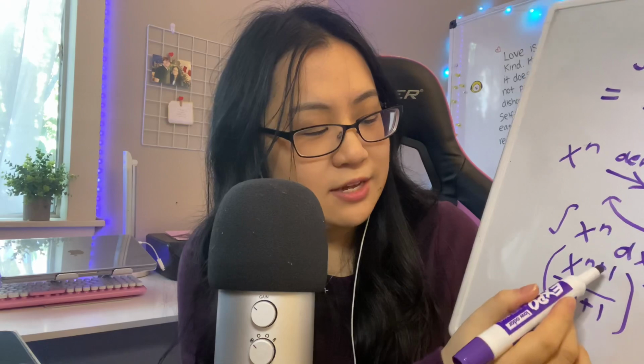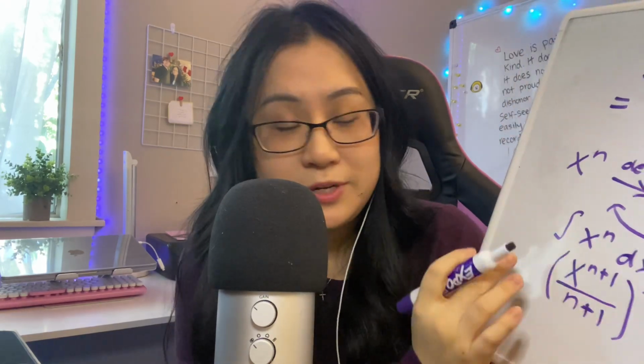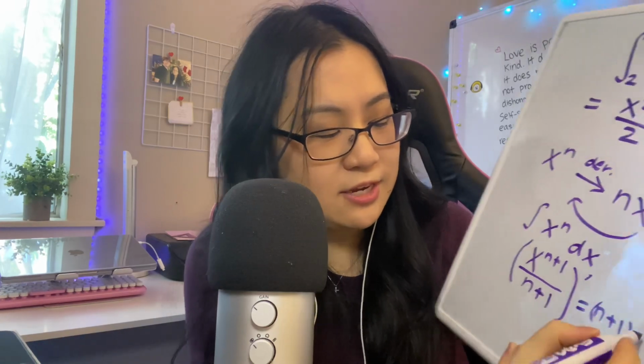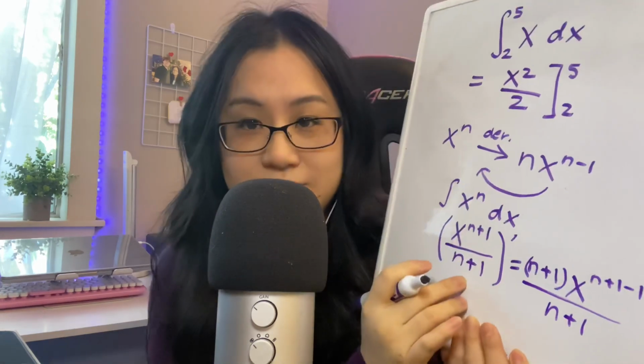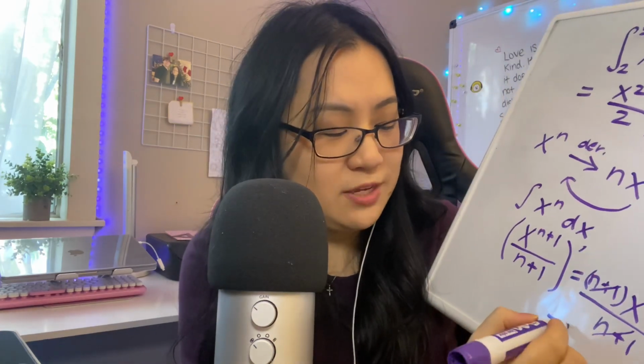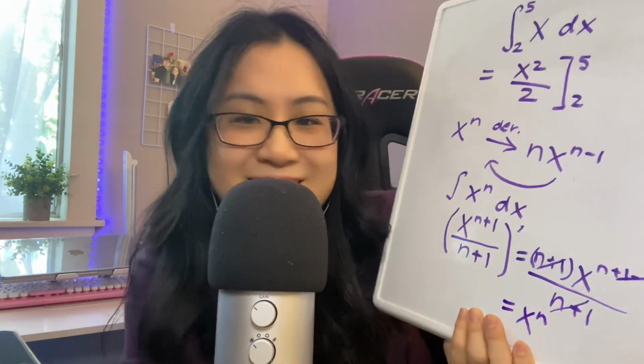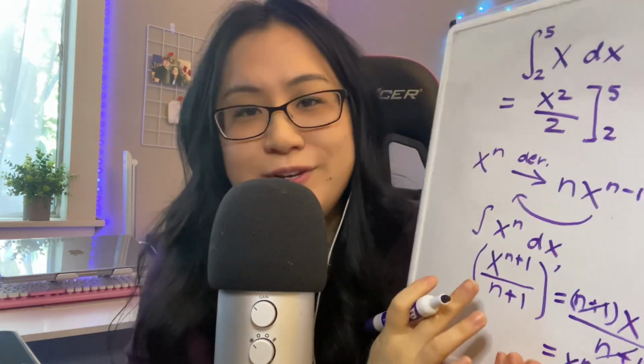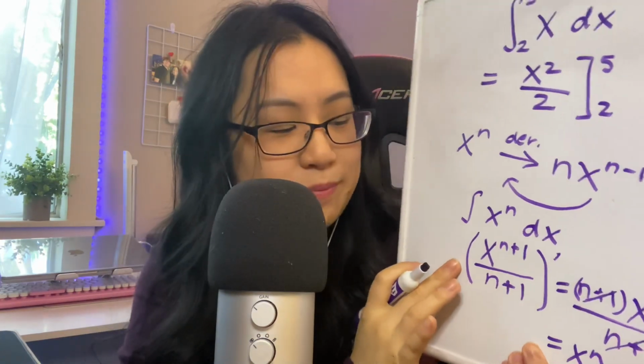This would mean that I put the n plus 1 in front, so it'd be n plus 1 times x to the n plus 1 minus 1, all over n plus 1, because it's a constant. So what that does is it cancels out the n plus 1's, and n plus 1 minus 1 is just n. So that would give me x to the n.